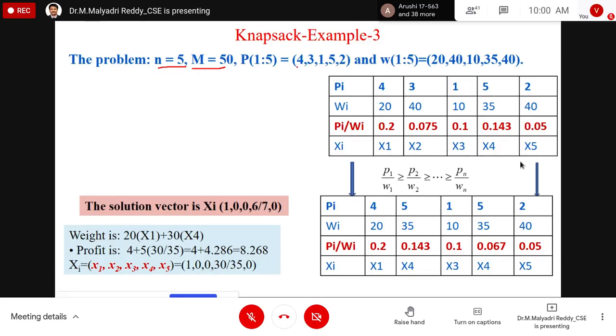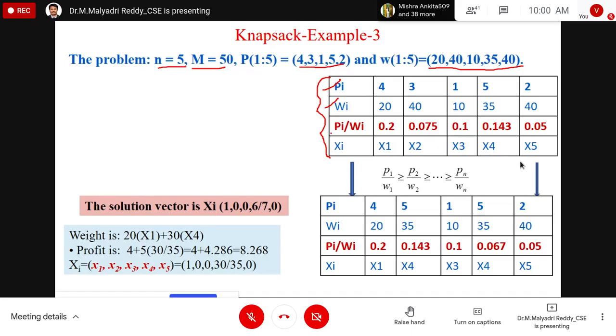And positions 1 to 5, the corresponding item profits are 4, 3, 1, 5, 2. Corresponding weights of objects are 20, 40, 10, 35 and 40. So these are given, that will be represented in tabular form like this. I keep the details in tabular form, PI, WI. Yes, sir. So now what is the next?